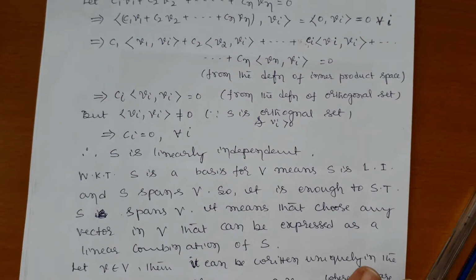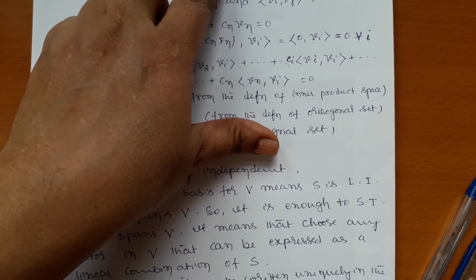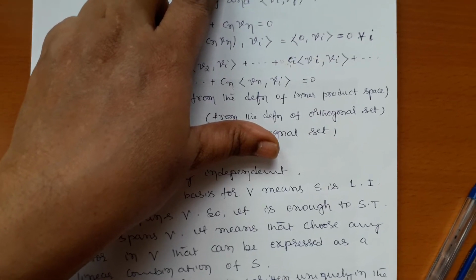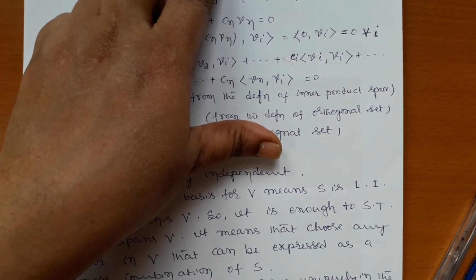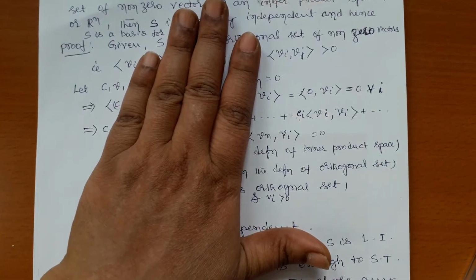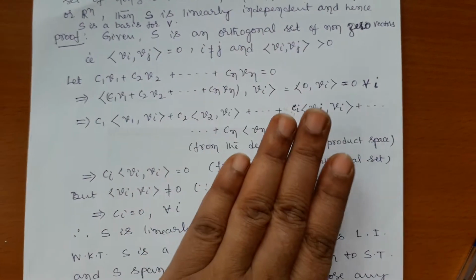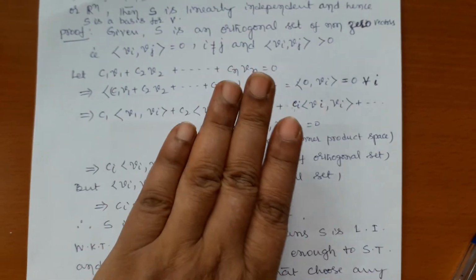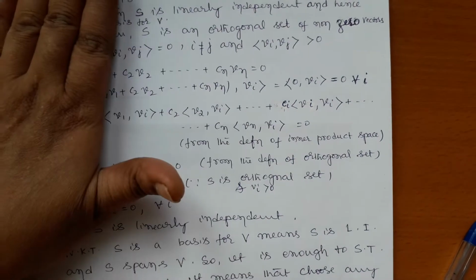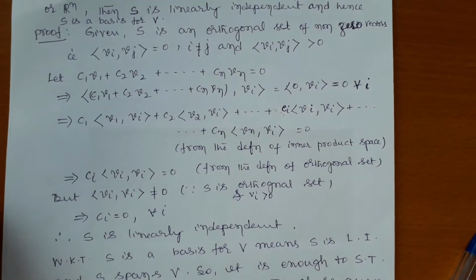Next, see what conclusion we get. S is a set of n non-zero vectors. These vectors are taken from the inner product space V, R power n. These vectors form an orthogonal set, and also these vectors are non-zero vectors taken from the inner product space V. Then we say the vectors are linearly independent. We proved that whenever we get this type of vector set, we can immediately write this, no need to verify. From this result, they are linearly independent.